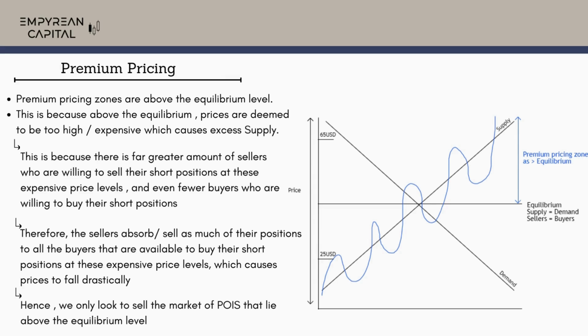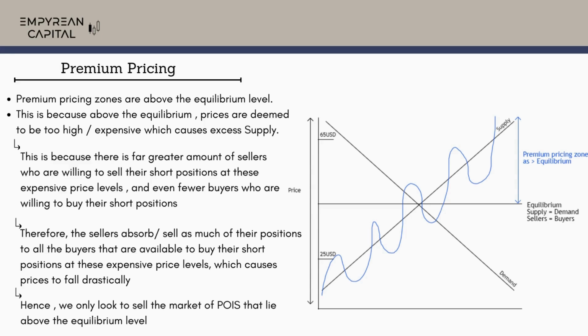Because what you have to remember is, as prices increase above the equilibrium price level, it becomes a lot more attractive for the sellers to sell their short positions, because obviously they want to sell at the highest possible prices. But as a result, demand declines. So as supply increases, we have a lot more sellers who want to sell at higher prices. The demand also falls because buyers deem these prices to be too expensive to enter the market.